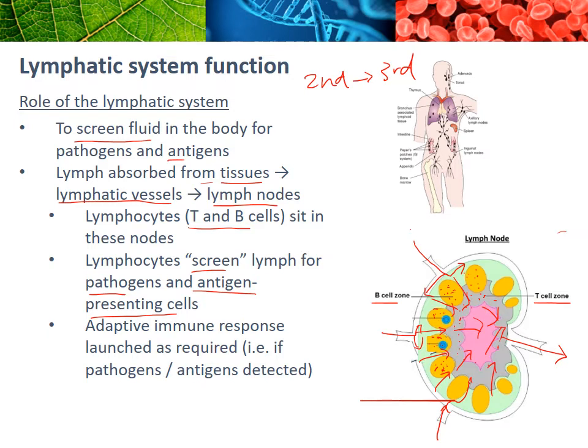And if pathogens or antigens are detected, the adaptive immune response is launched. Okay, so we don't get these B cells and T cells activated unless they need to be, because they've identified a pathogen.